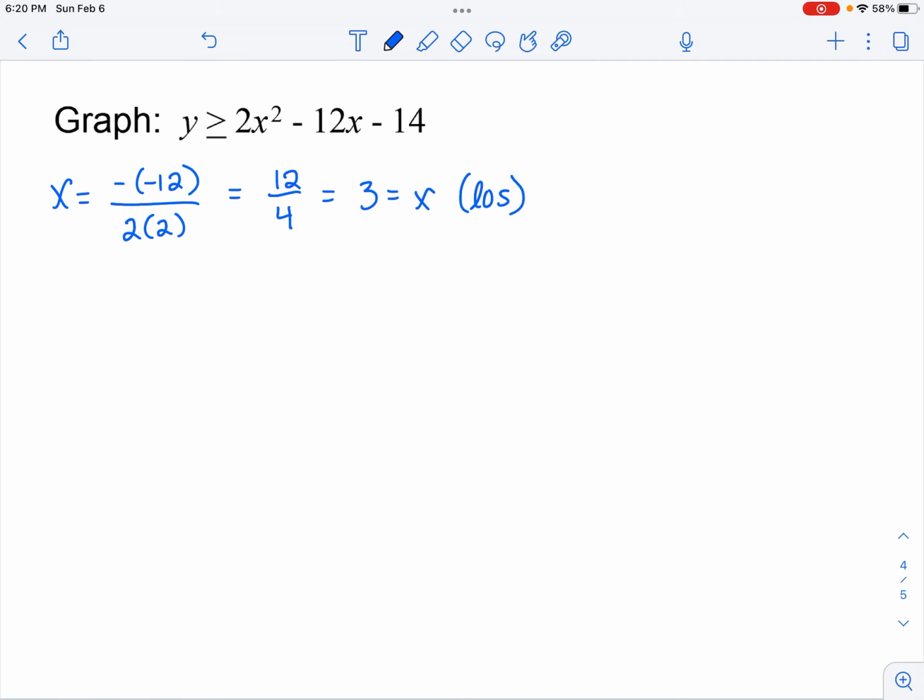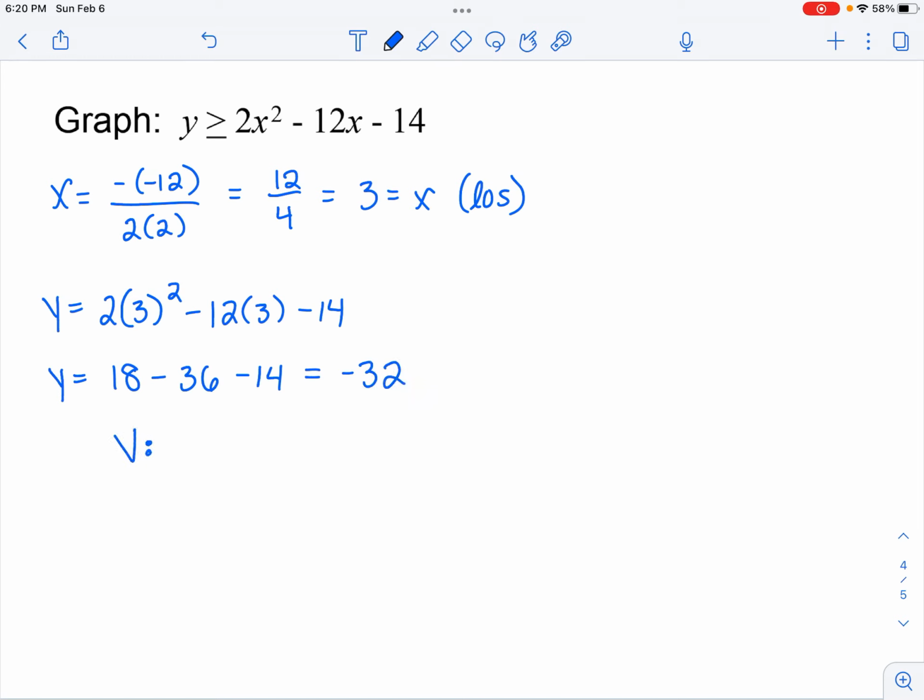All right. Then to get our y value out of that, I'm going to pretend it's just an equal to. Don't worry about the inequality sign. That will just impact the graph. It is not going to impact any of our computations. All right, so plug in x equals 3. Let's see. Do the 3 squared first, that's 9. 9 times 2 is 18. Minus 36 minus 14. This comes out to negative 32. So our vertex is the point 3, negative 32.